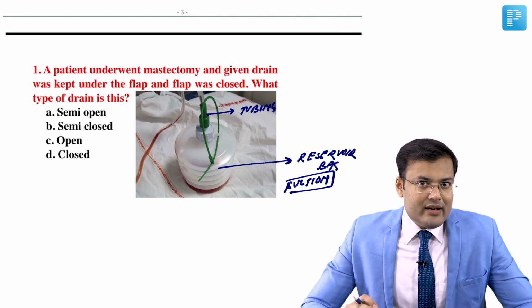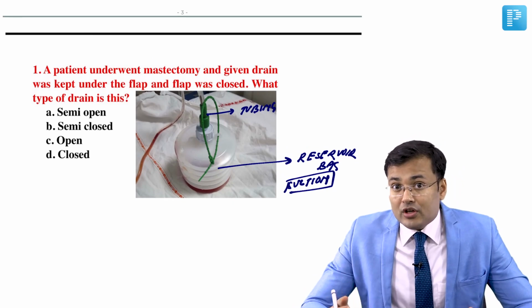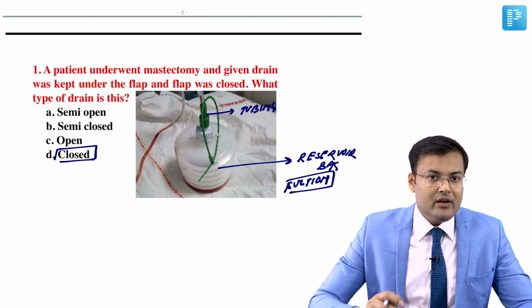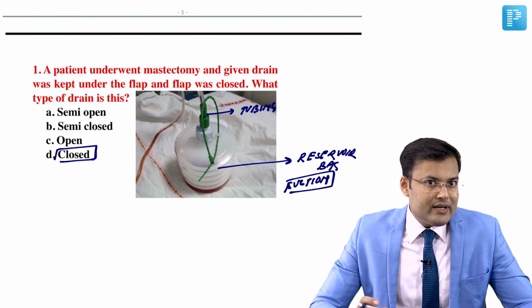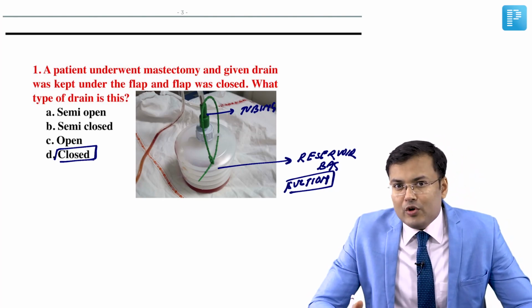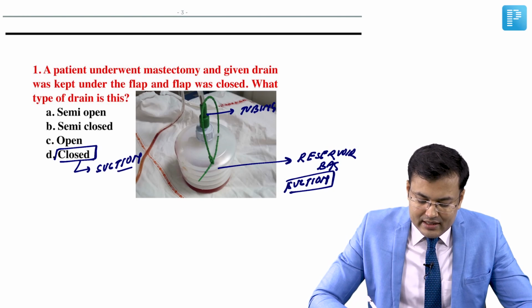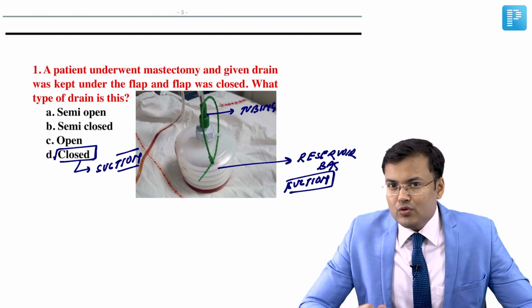So any drain which utilizes suction to work is known as closed drain. What are the other types of drain? It can be open, semi-open, and closed. So this is a closed drain because here suction is being utilized to work.